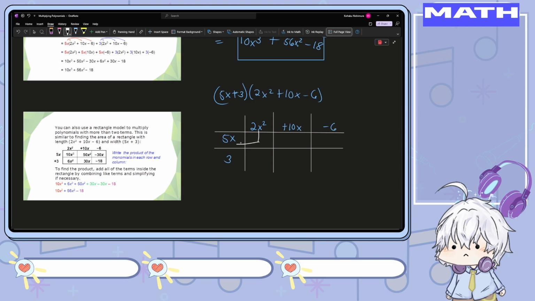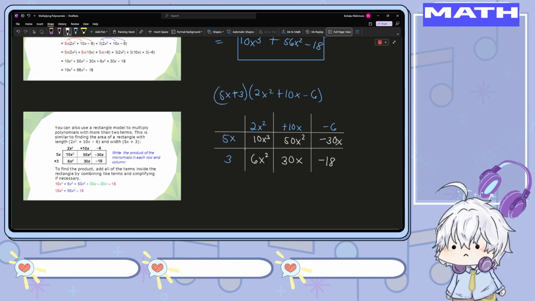Conveniently, this and this multiply to each other. Thus, the answer will be 5 times 2 is 10, x times x squared is x cubed. 2 times 3 is 6, and x squared times no variable is x squared. 10 times 5 is 50, x times x is x squared. Then 3 times 10 is 30, and x, just keep that. And for this one, 5x times negative 6 is negative 30x, and 3 times negative 6 is negative 18.